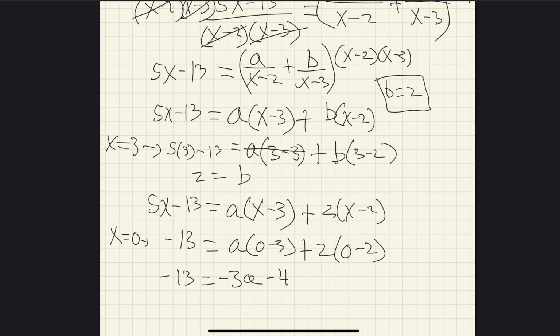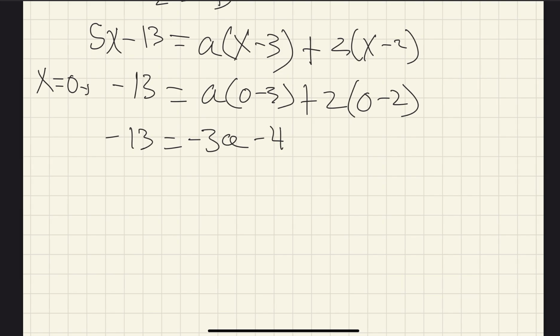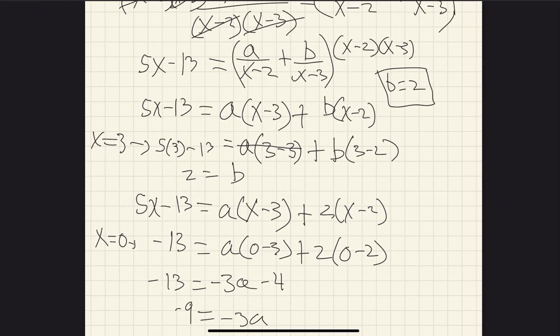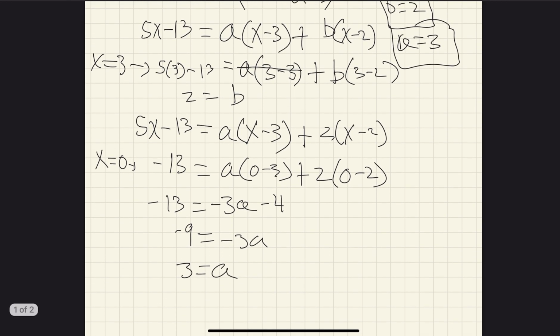Now we need to solve for a. So if we add 4 to both sides, we're going to get negative 9 equals negative 3a. If we divide both sides by negative 3 to isolate the a, then we get 3 equals a. So I'm going to put this up over here. A equals 3. Excuse my sloppiness.